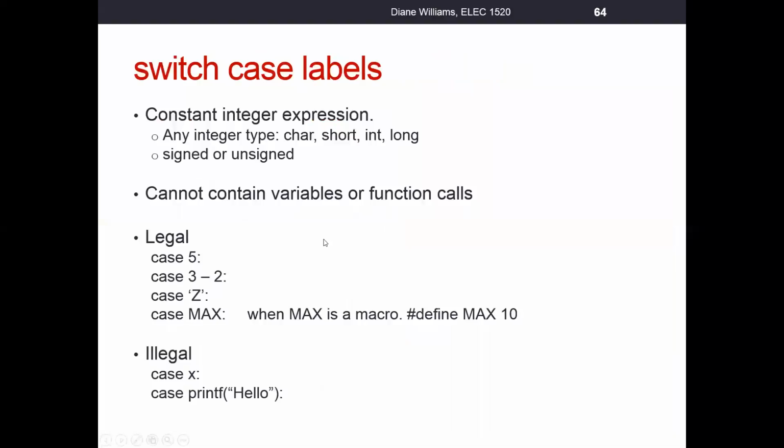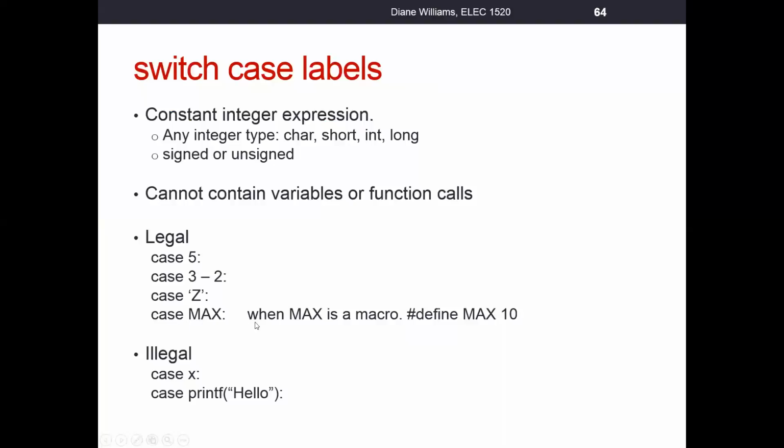Right, so let's look at some legal and illegal switch case labels. Any integer type can be used: short, char, int, long, long long. They can be signed or unsigned, positive or negative. Just remember, a case label can't contain a variable or a function call. These are all legal. Case 5, 5 is an integer constant. Well, 3 minus 2 really is a constant value of 1. Normally we wouldn't write something like that. We would just write case 1. Case capital Z, so this is the character Z. We know it's a character because it has the single quotes around it. Remember, this has an ASCII integer value, so this is a constant.